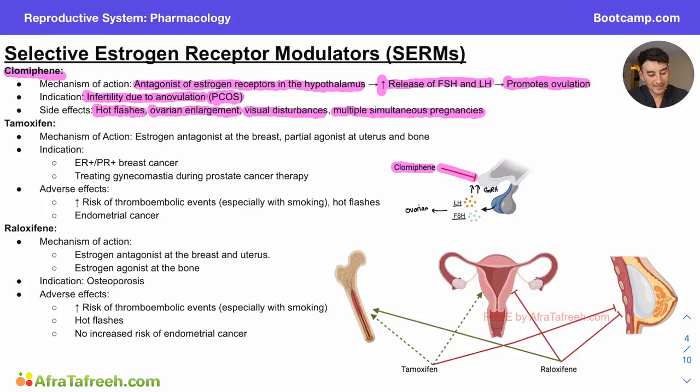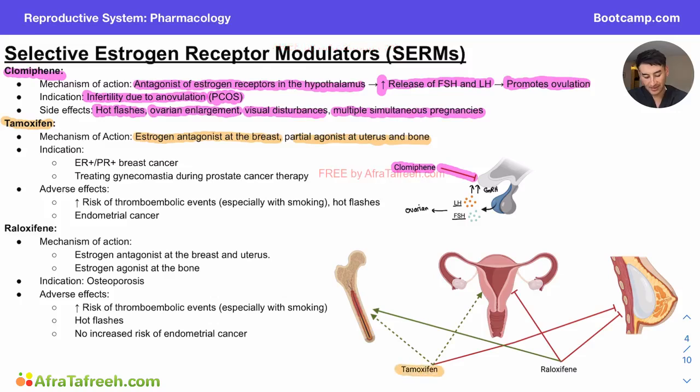So let's move on to our next agent now. We're going to talk about tamoxifen next. And the mechanism of action of tamoxifen is going to be estrogen antagonism at the breast, and then partial agonism at the uterus and the bone. So let's go ahead and take a look at our diagram here.